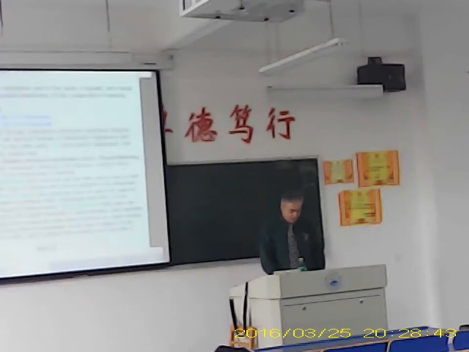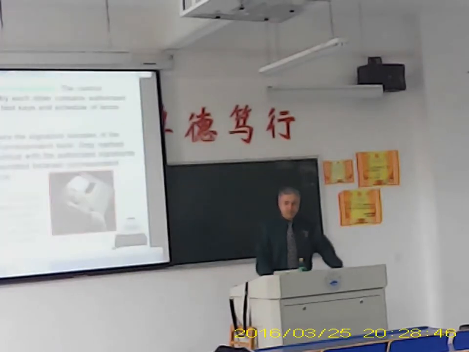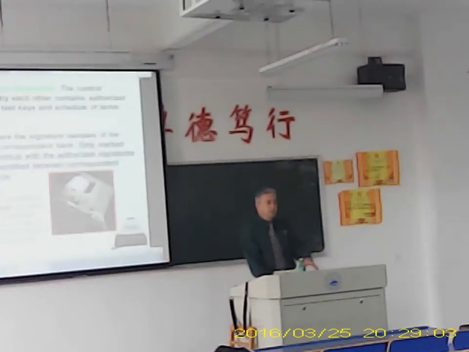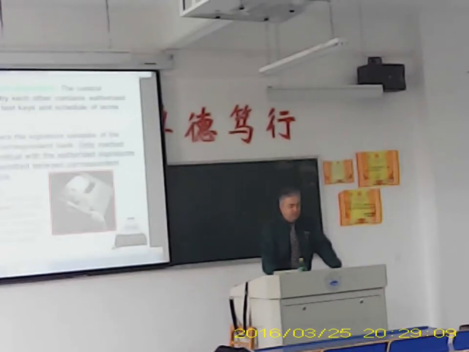Step number 3, confirming control documents. The control documents exchanged by each other contain authorized signatures, telegraph test keys, and several terms and conditions. I can bet they're not using telegraph anymore. Right? This book may not even be too old, but the technology is evolving so fast. I haven't seen this machine for a long time.